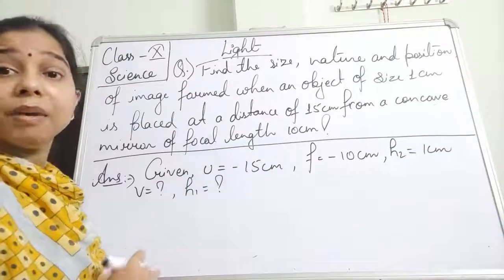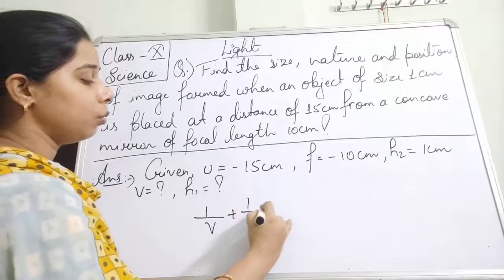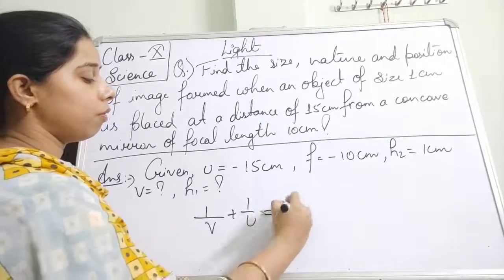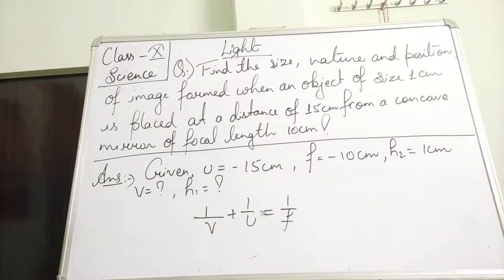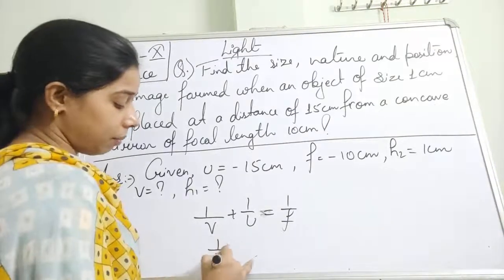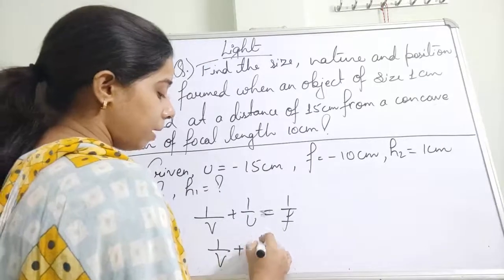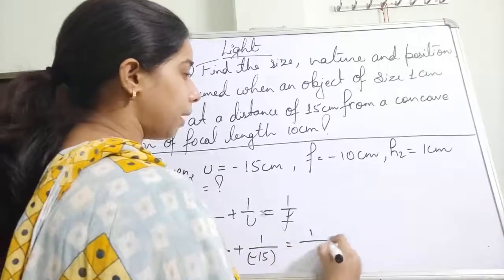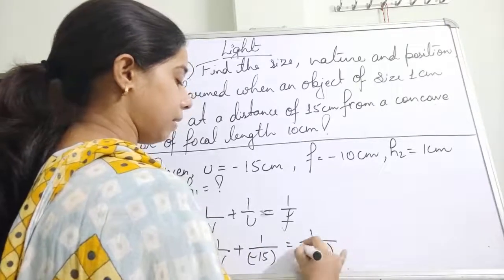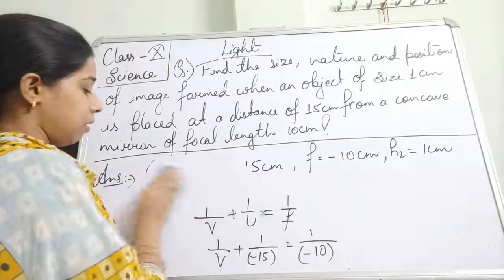Now using the mirror formula, according to the mirror formula, 1 by v plus 1 by u is equal to 1 by f, right? Now 1 by v, that we do not know, that we have to find. So we can write it here simply 1 by v. 1 by u is given, and that is plus 1 by minus 15. This is equal to 1 by minus 10. Okay, the whole thing is given here. Now let us try to find the v.